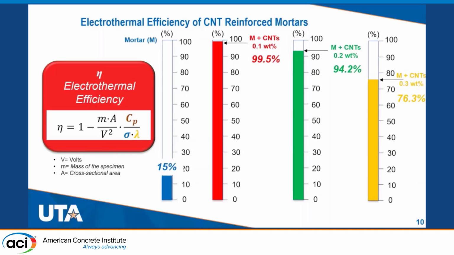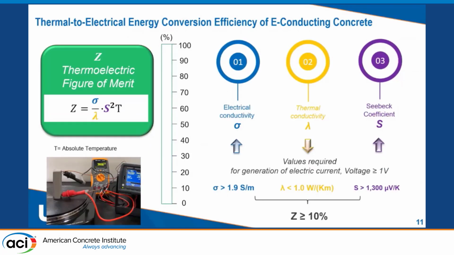However, for amounts higher than 0.1 of CNTs, we see decreases of the electrothermal efficiency. For 0.2 CNT reinforced mortars, almost 95%, and even lower for 0.3 CNT reinforced mortars. That means that the material exhibits a lower conversion ability of the applied electrical energy to thermal. And I will continue with the second part of this presentation.